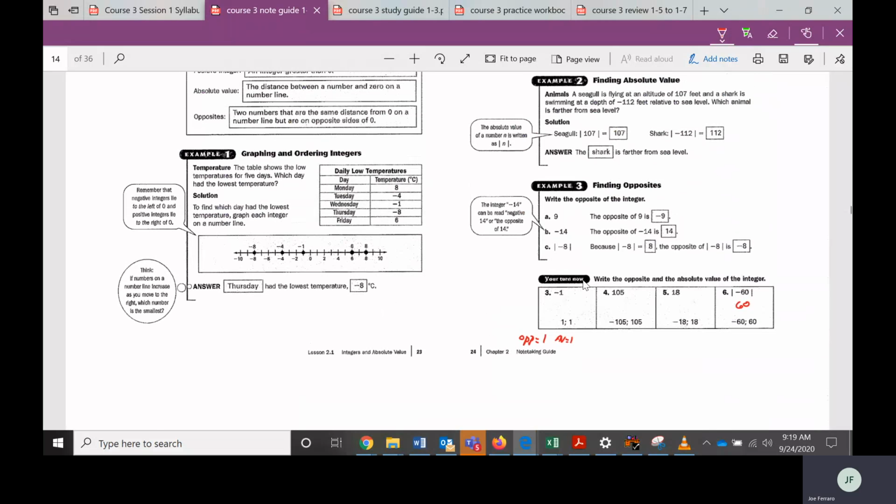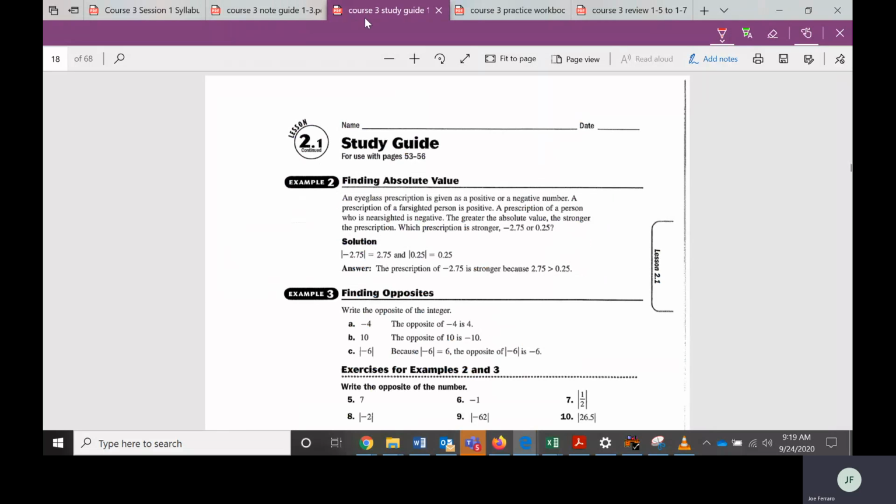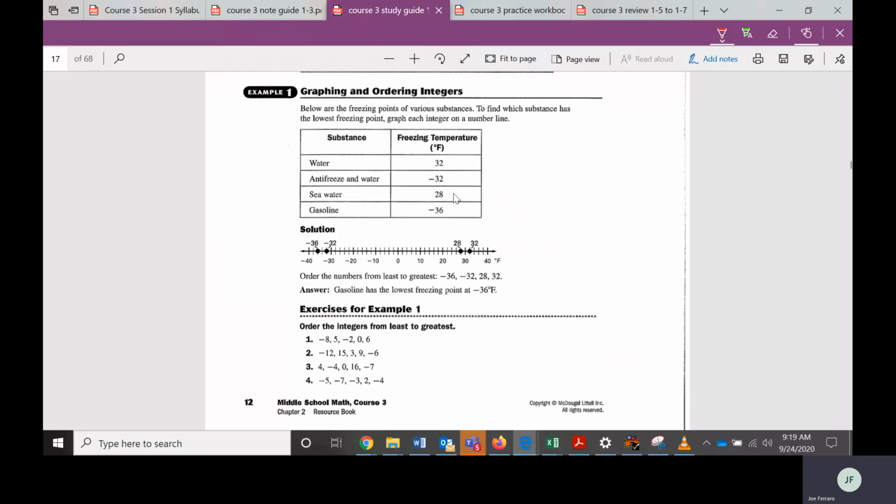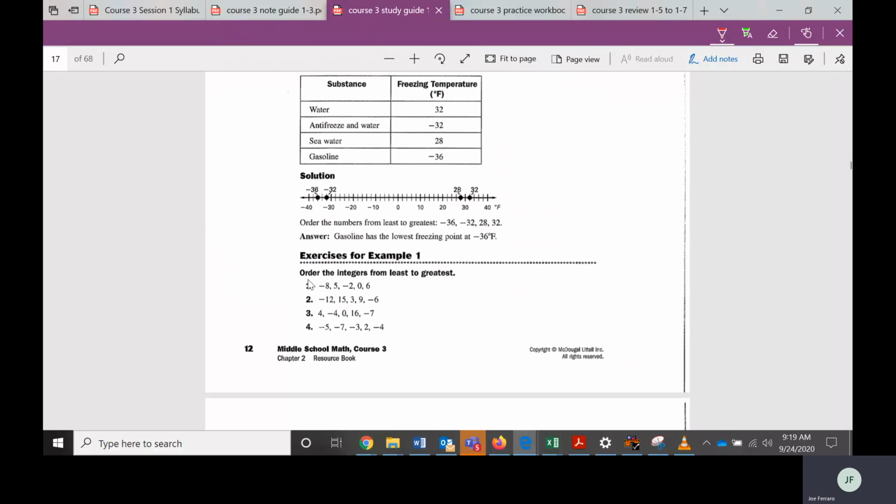So that's it for 2.1 in the note-taking guide. If you go to the study guide, again, if you do the study guide and practice this, you'll probably have everything you need to know. Okay, so let's go to the beginning here. They have, just like in the note-taking guide, ordering. So just for practice, if you do these and check your answers in the back, if you got those down, you'd be good for the test for that part.